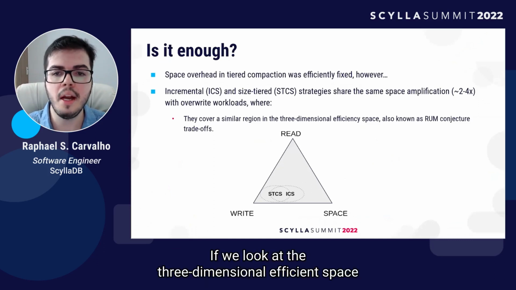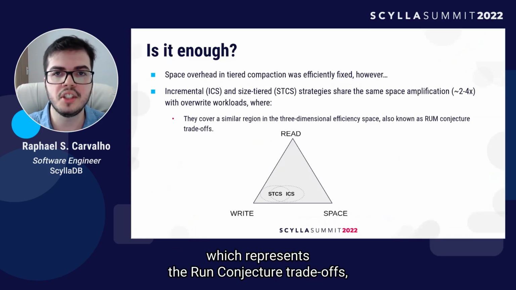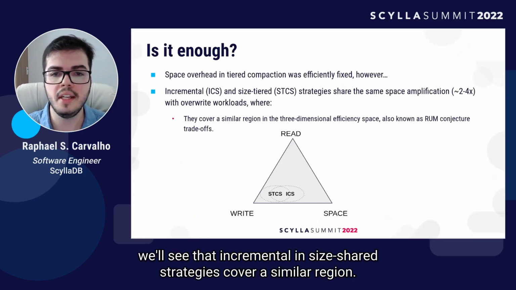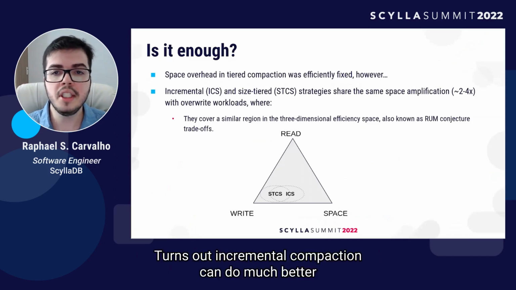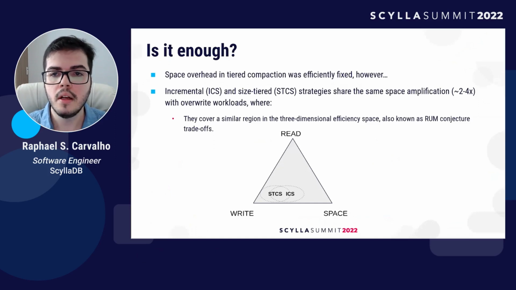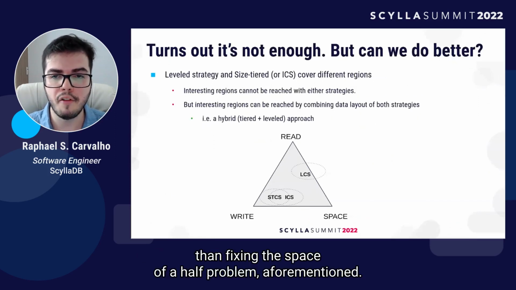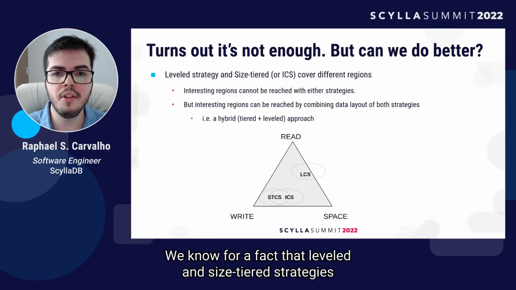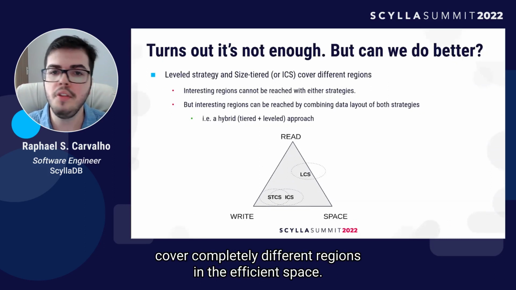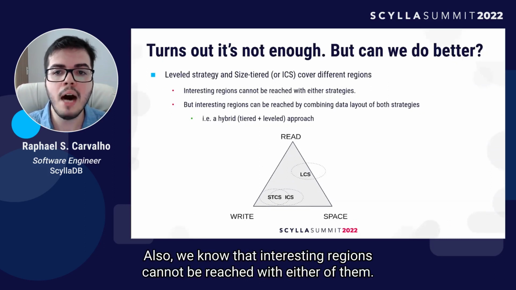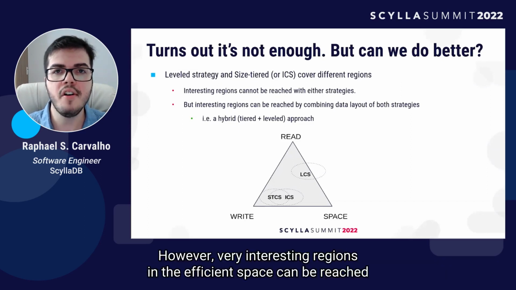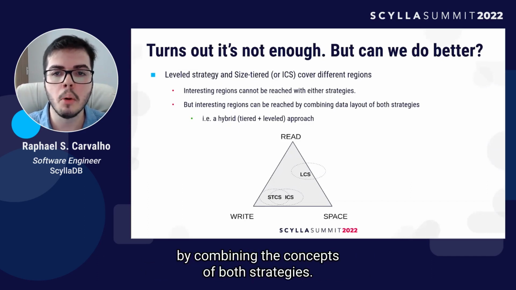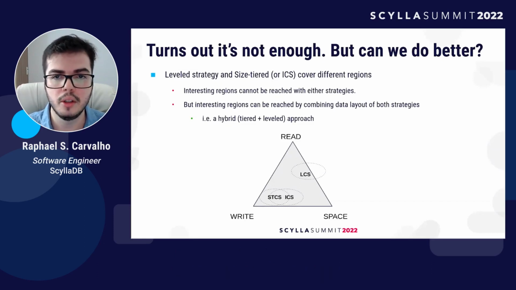If we look at the three-dimensional efficiency space, which represents the RUM conjecture trade-offs, we'll see that incremental and size-tiered strategies cover a similar region. Turns out incremental compaction can do much better than fixing the space overhead problem aforementioned. We know for a fact that leveled and size-tiered strategies cover completely different regions in the efficiency space. Also, we know that interesting regions cannot be reached with either of them. However, very interesting regions in the efficiency space can be reached by combining the concepts of both strategies. We call it a hybrid approach.